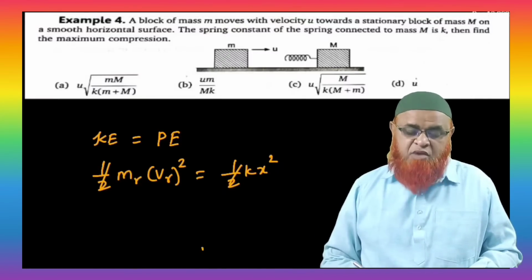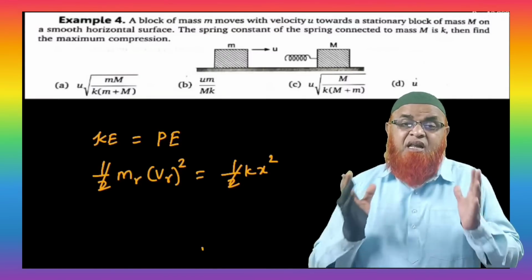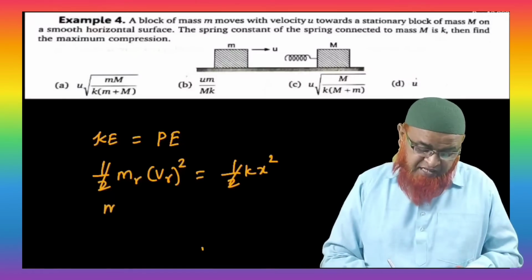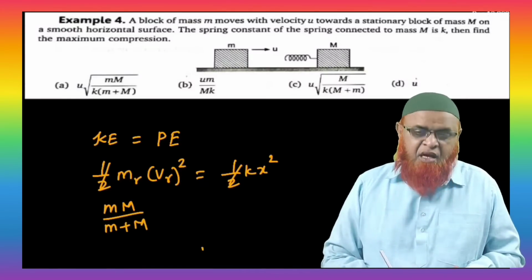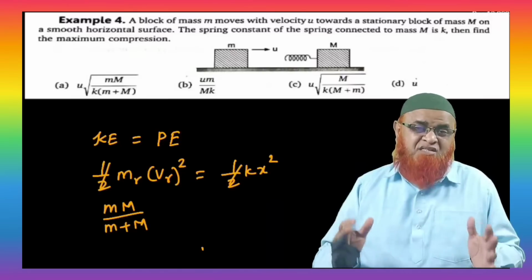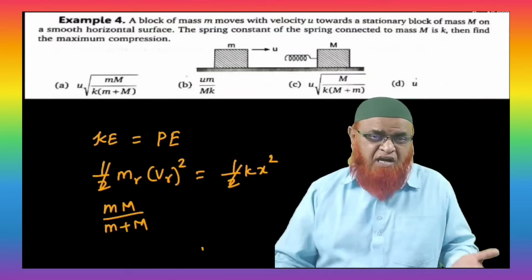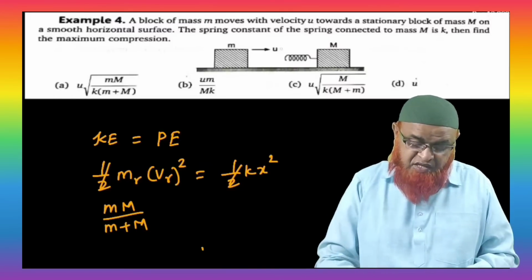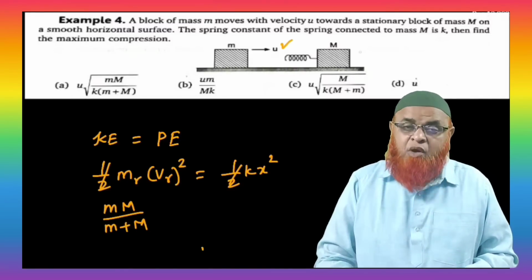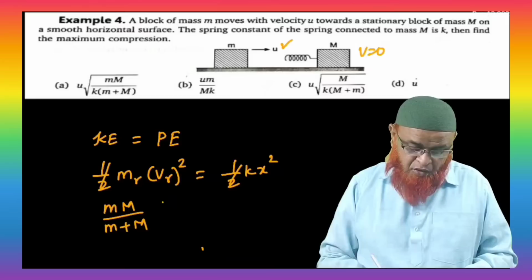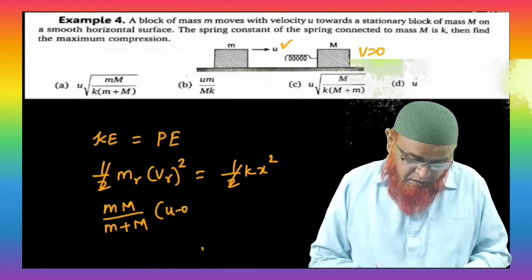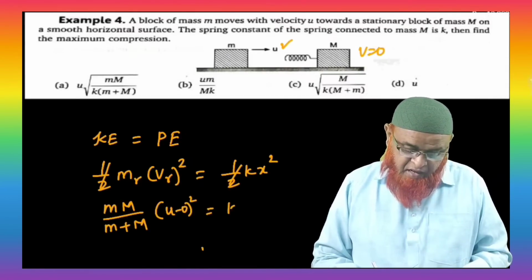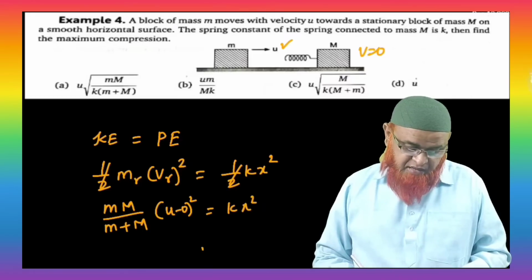What do you mean by reduced mass? Reduced mass is nothing but it is a combined mass system which is given as small m into capital M by small m plus capital M, which is nothing but m1 m2 by m1 plus m2, which is called as a concept of reduced mass. And v relative is nothing but, if you observe, this body is having a velocity v, whereas this is having velocity 0. So that is going to be we can write this as u minus 0 whole square here, which is going to be kx square. That's it. You got the answer.